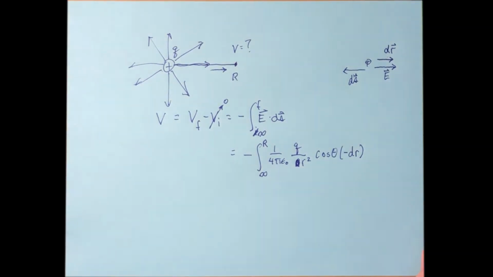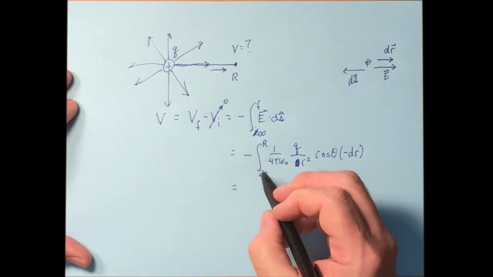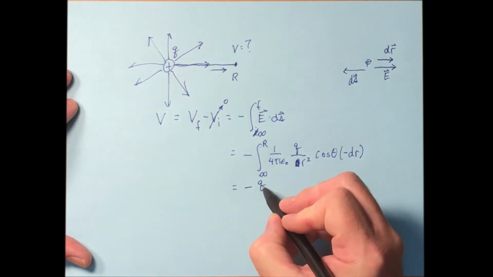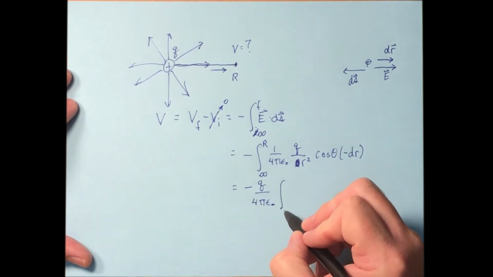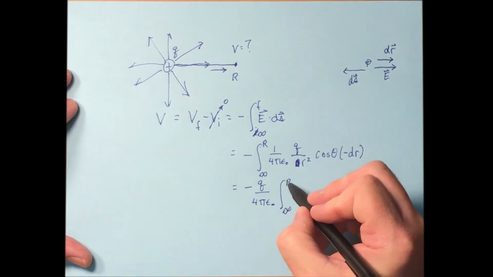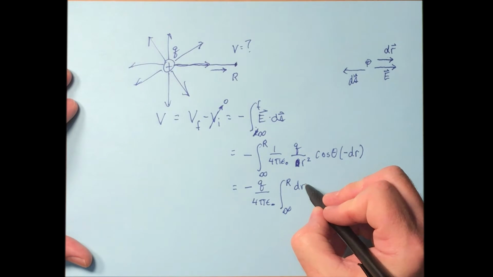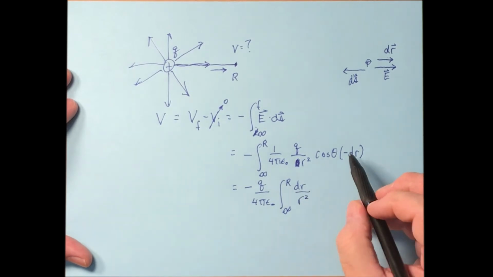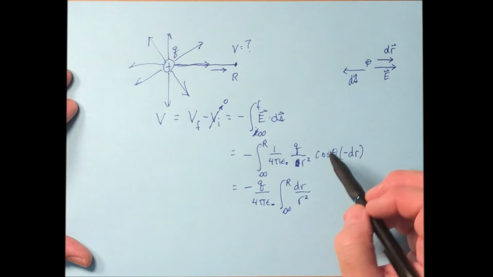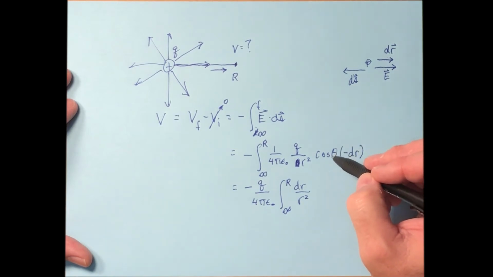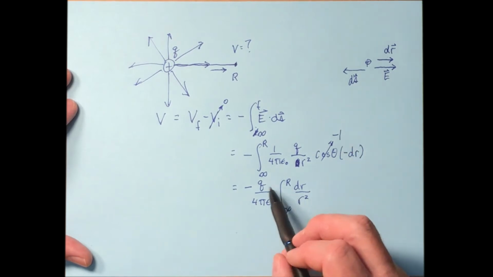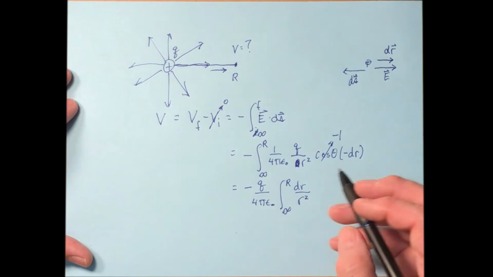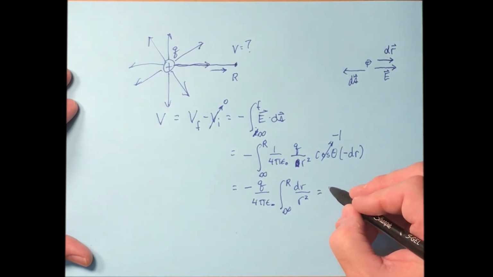All right, let's take this and simplify it a little bit. We can factor out some constants. We can factor out q over 4 pi epsilon naught, and we have the integral from infinity to big R of dr over r squared. You might say, well, what happened to the negative signs here? Well, remember the cosine of 180 degrees is -1. So that negative and that negative cancel. This negative is still there then. Okay, so we'll do that integral.